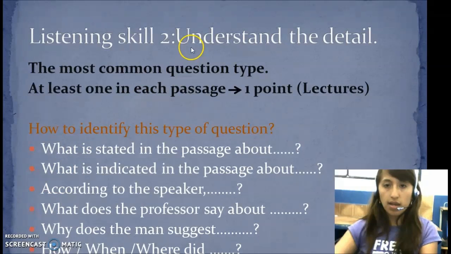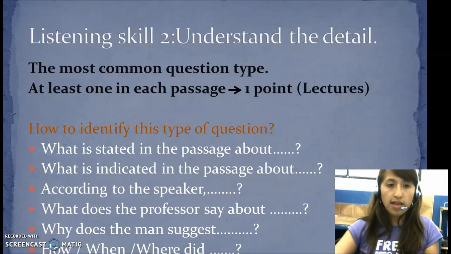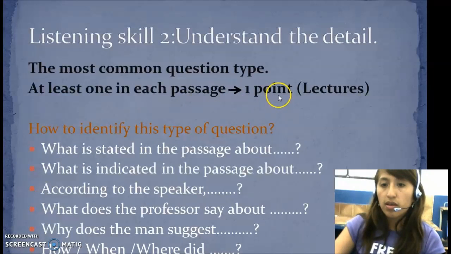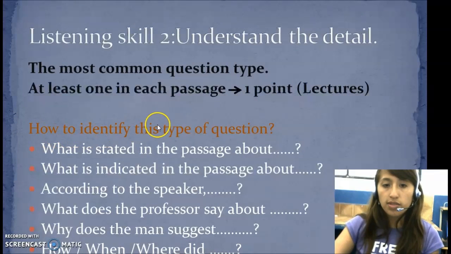It is understand the detail. It is the most common question type, and we can find at least one in each passage, and it is scored 1 point. It is most common in lectures. So now, how to identify this type of question?